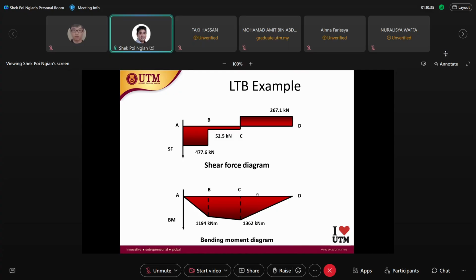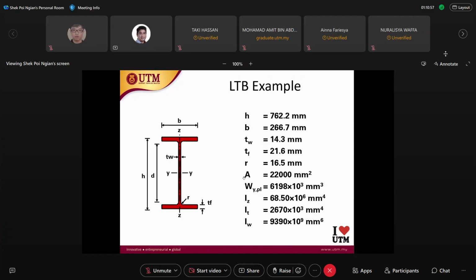So we check only CD plus BC, because BC has non-uniform moment, with a different moment at each end. So we check only BC and CD. For this example, we don't check shear resistance and we don't check deflection. We only focus on the lateral torsional buckling.